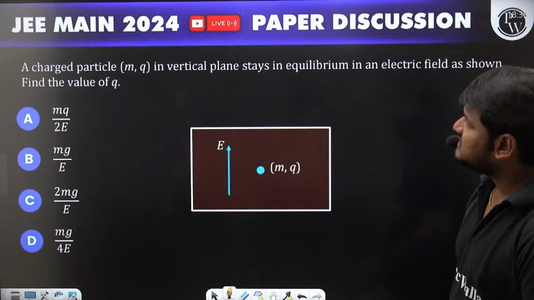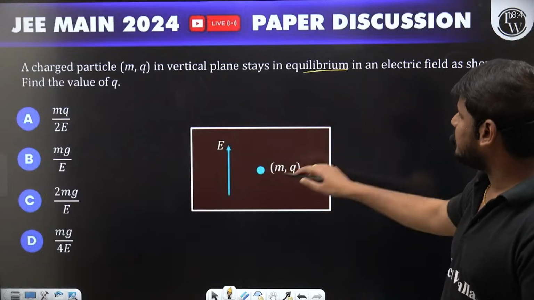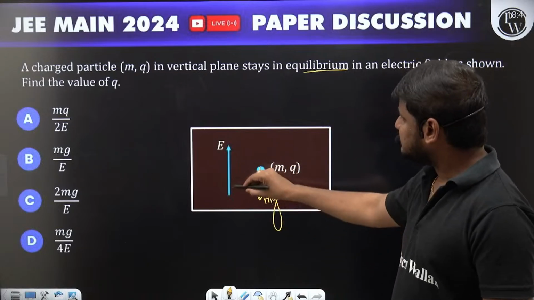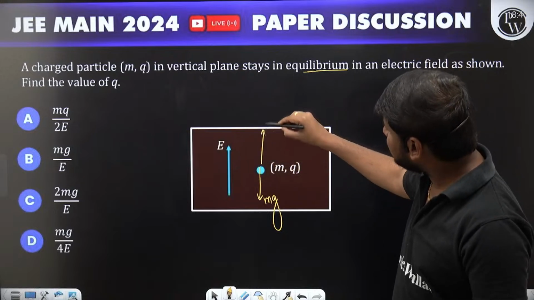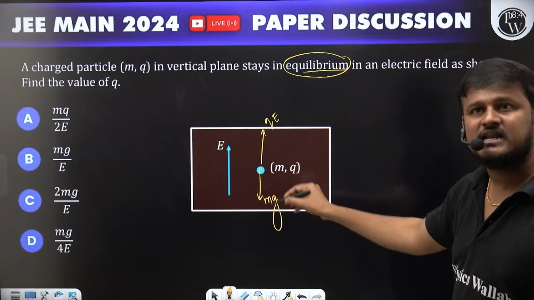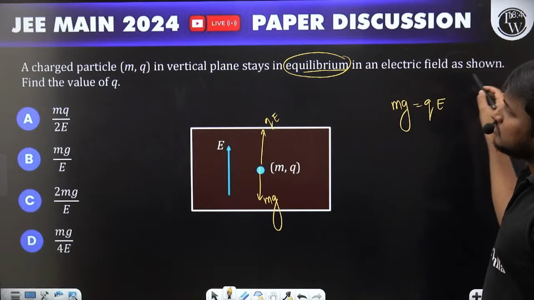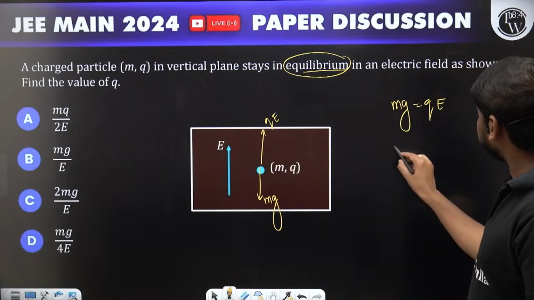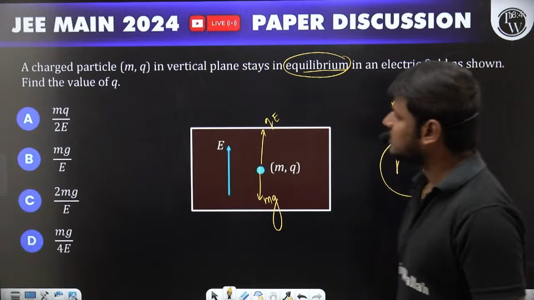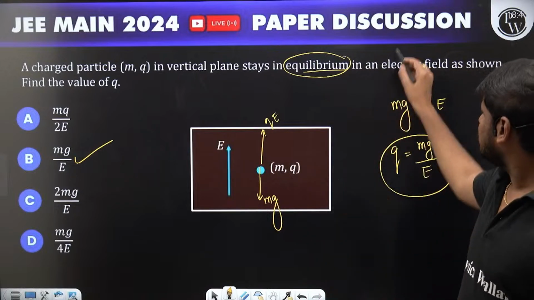So another easy question. A charged particle of mass m and charge q in a vertical plane stays in equilibrium. It stays in equilibrium means its weight mg acts downward. As the electric field is upward, the electric force QE acts upward. If it is in equilibrium, these two must be balanced, so mg must be equal to QE. They are asking for the value of Q. So from here Q will be simply mg by E. That's it. Option B is the correct one. Pretty easy one.